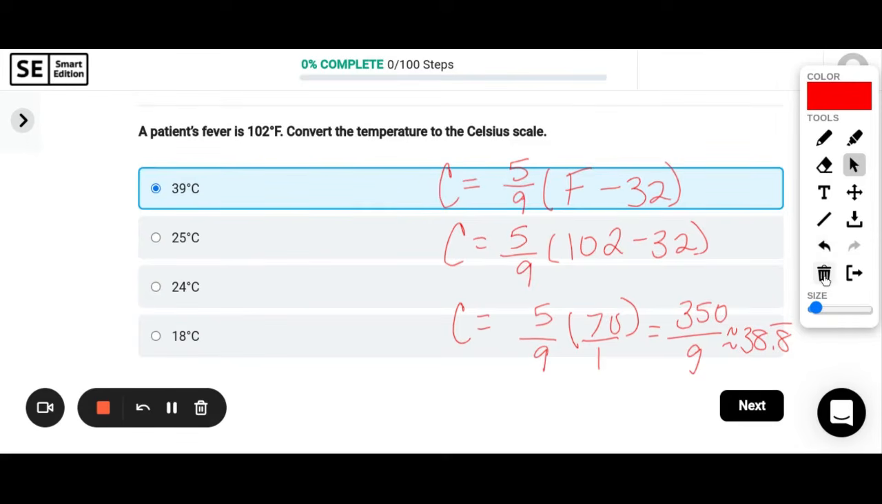Okay, so looking at that formula and remembering that we were going to use that to go from Fahrenheit to Celsius.